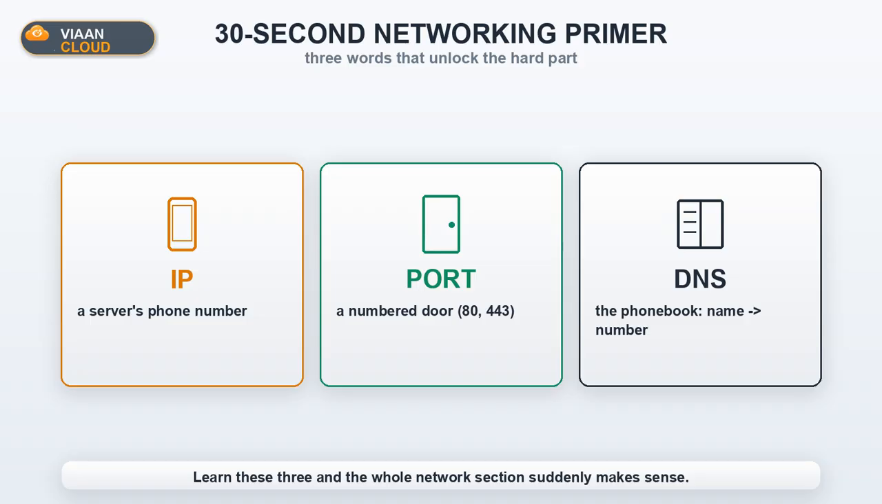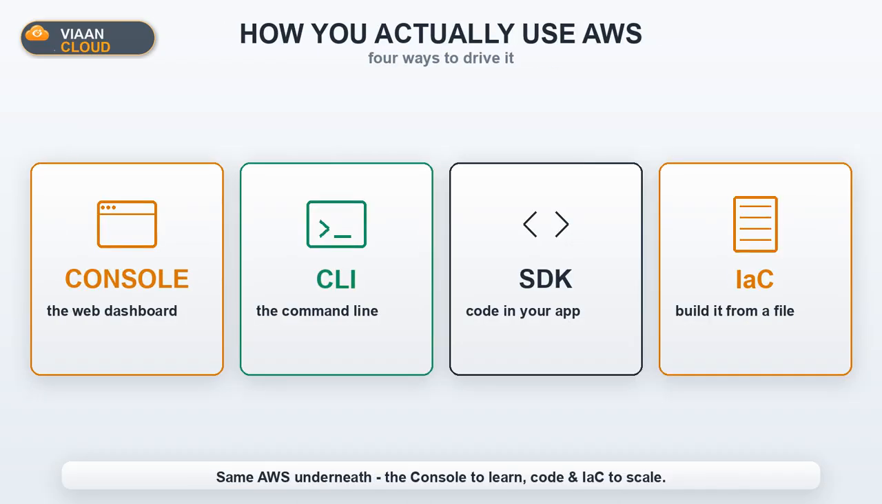It turns a name, like photoapp.com, into that phone number. Learn these 3, and the networking section suddenly makes sense. Finally, how do you actually use AWS?